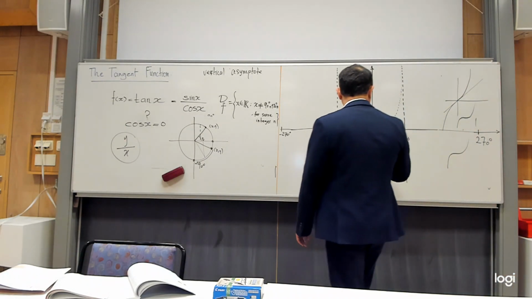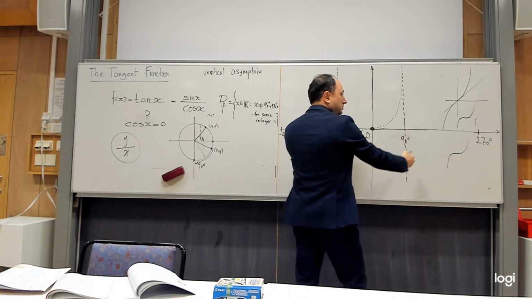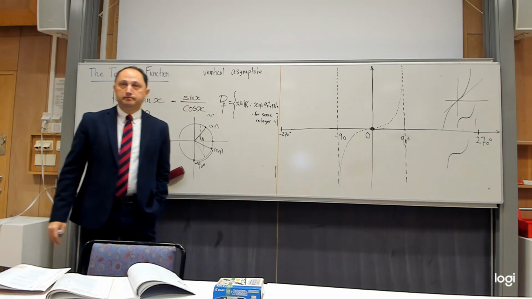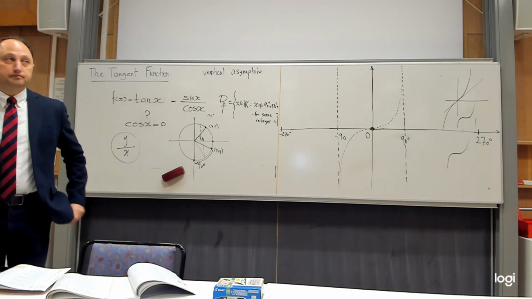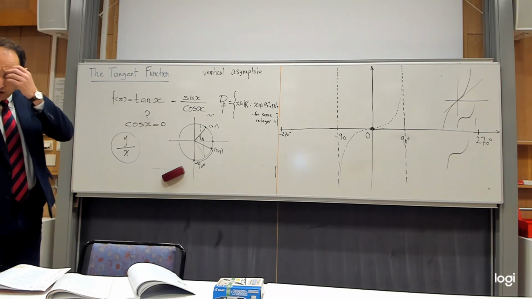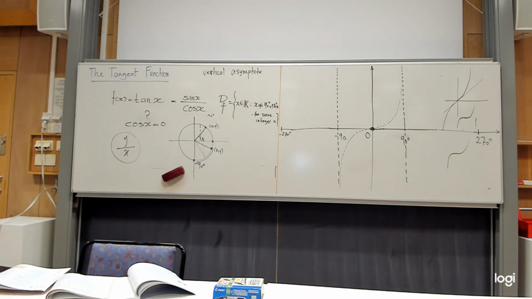Okay, and then what happens? I just copy and paste over and over again, and I get the graph of my tangent function. Yes, is that clear? Yes, understandable? Okay. So I think it would be a good idea if I also show you this on GeoGebra to see how it goes.